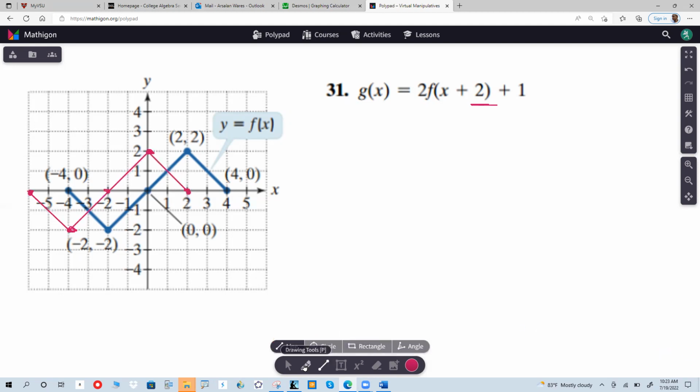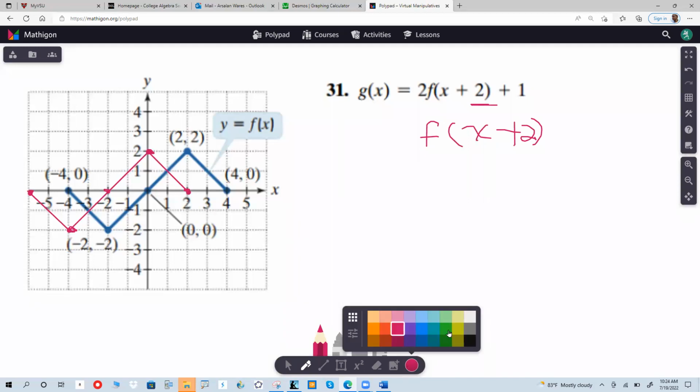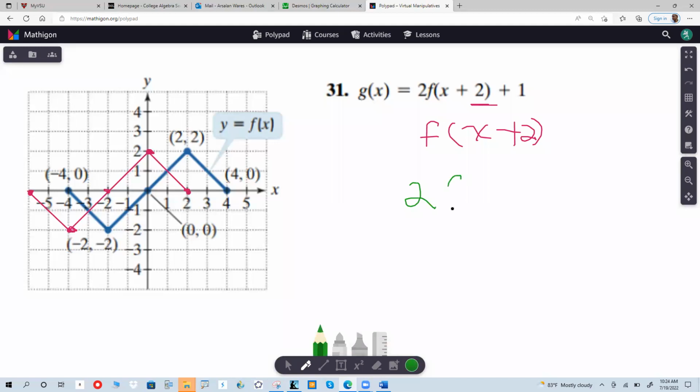Okay. Now, my red graph is the graph of f of x plus 2. Now, when I multiply it by 2, it's a vertical stretch by a factor of 2. I'm going to do it in green. It's 2 times f of x plus 2. You're going to work on the red one. You don't need the blue one anymore, okay?